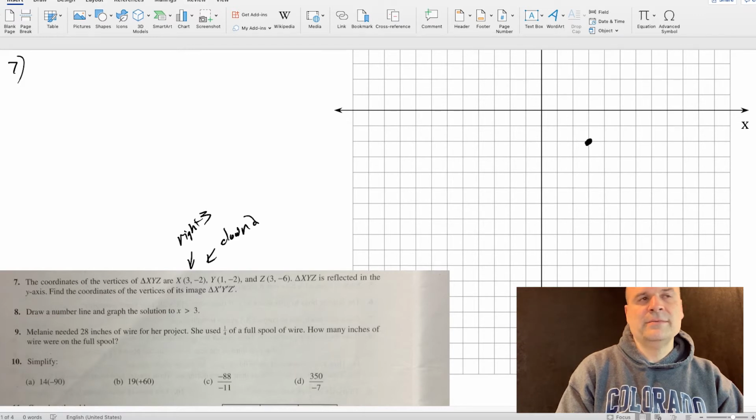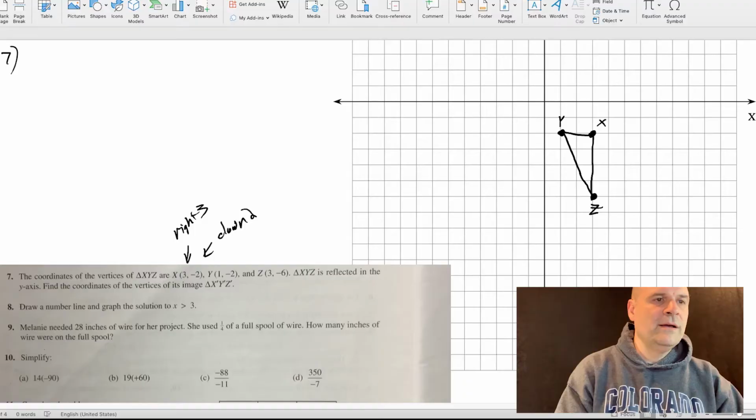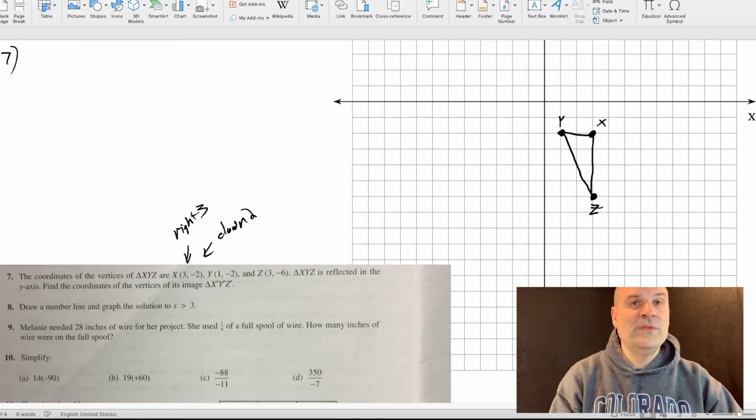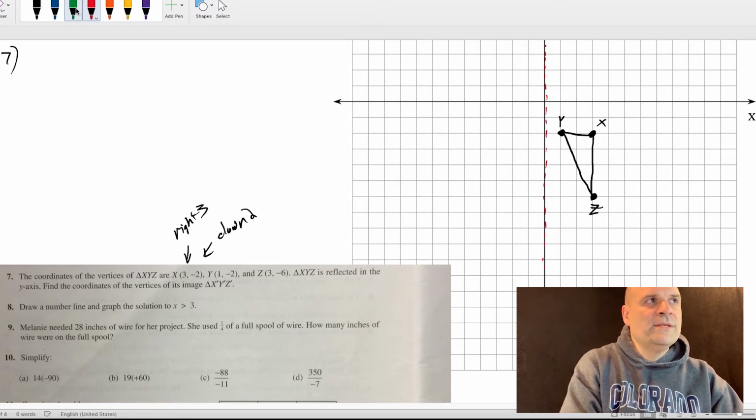There's X, okay? Y is right 1, down 2. And then Z is 3, -6. So right 3, down 6. Okay, so here's X, Y, and Z. So let's connect the dots because I like to connect dots. It's pretty. Okay, so we're gonna reflect over the y-axis. So here's our line of reflection, right? This is the y-axis. Okay, so it's like this triangle XYZ is looking in this mirror. What does he see? Well, this is the image.